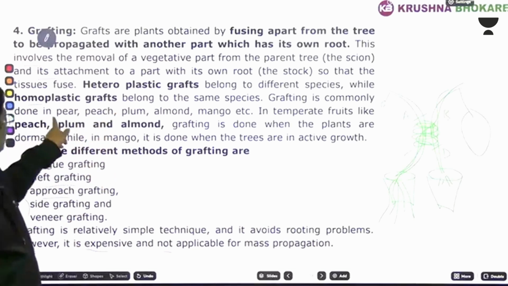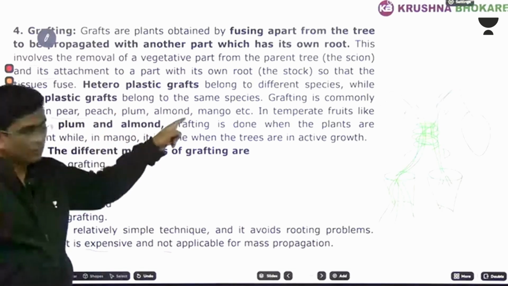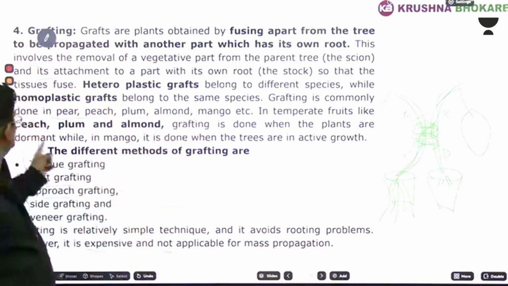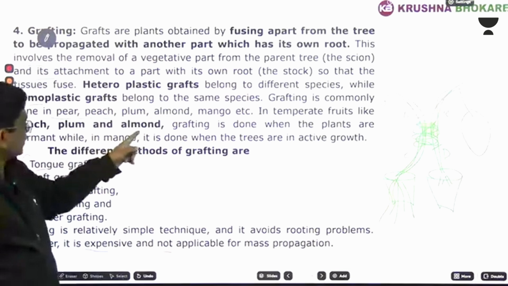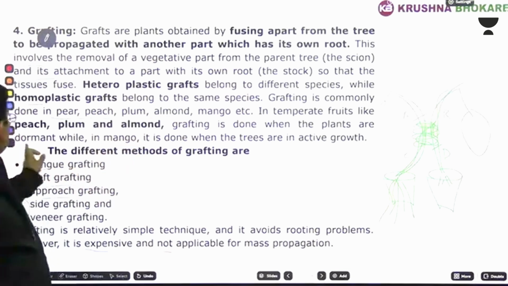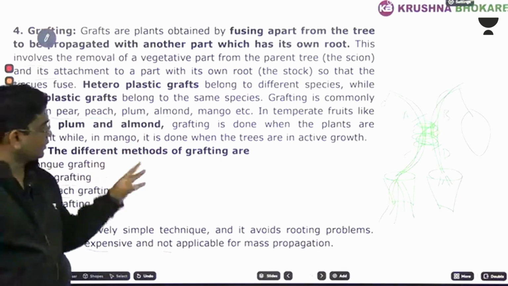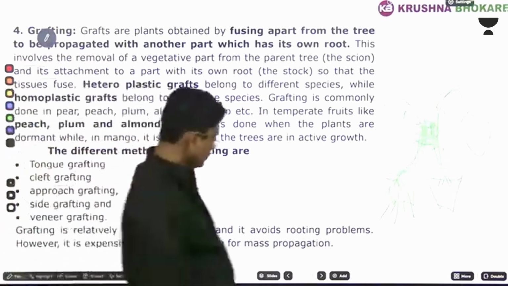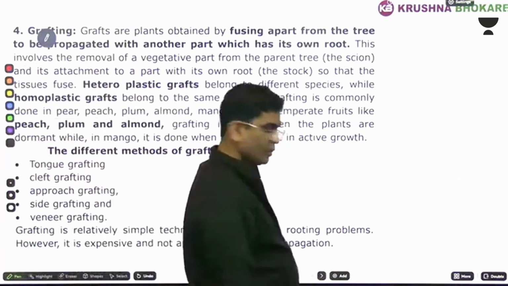Grafting is commonly done in pear, peach, plum, almond, and mango. Grafting is very famous. In temperate fruits like peach, plum, and almond, grafting is done when plants are dormant, while in mango it is done when plants are active. So grafting is a method of macro or micro propagation.